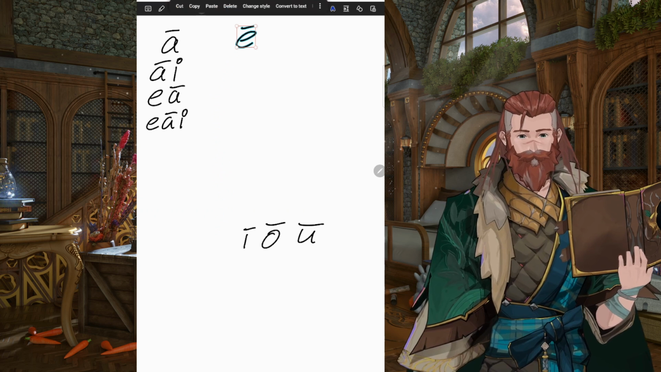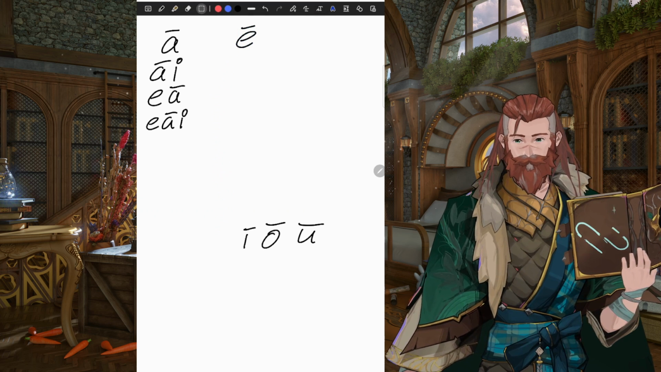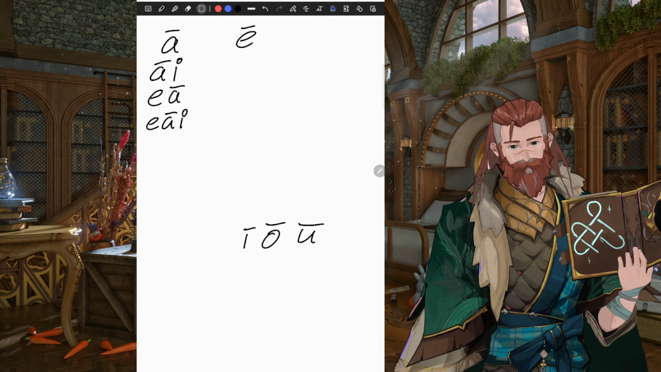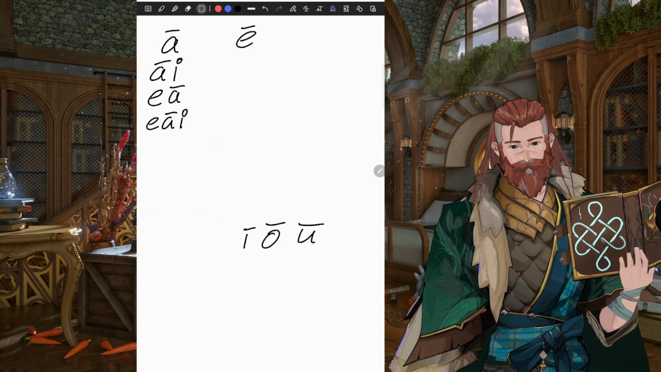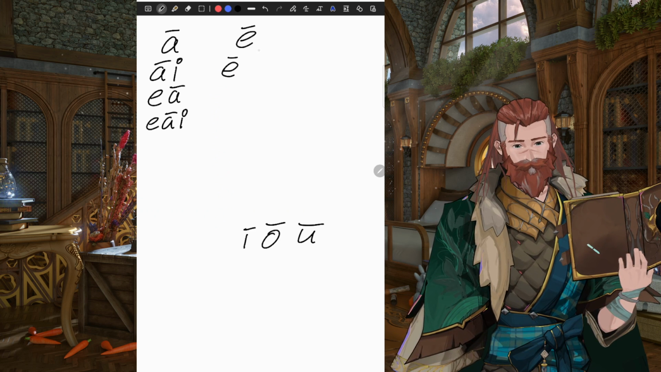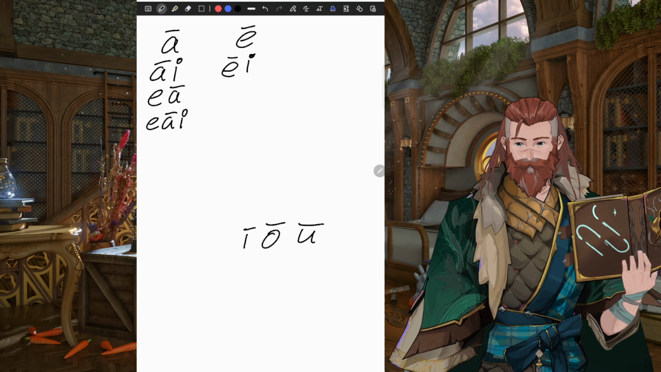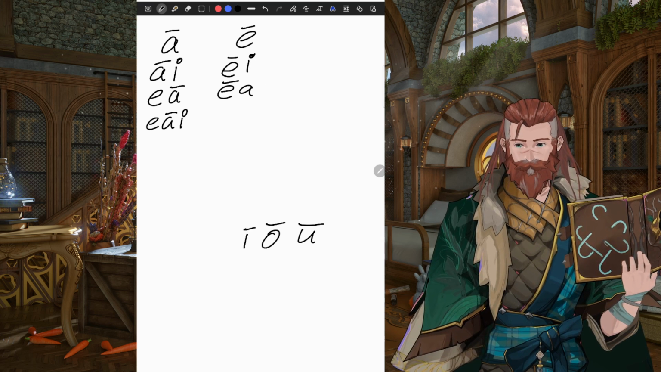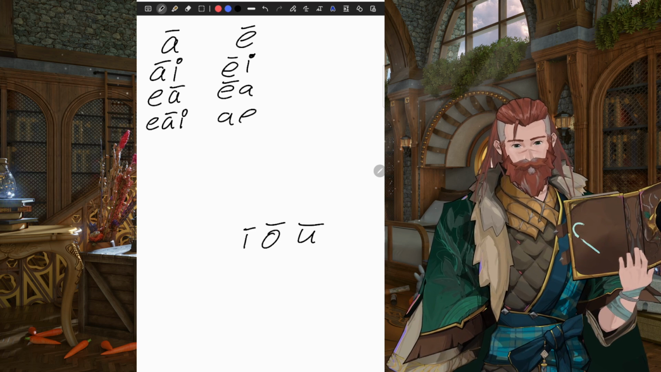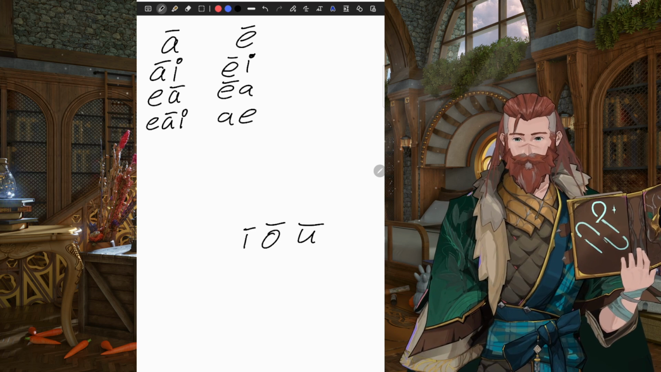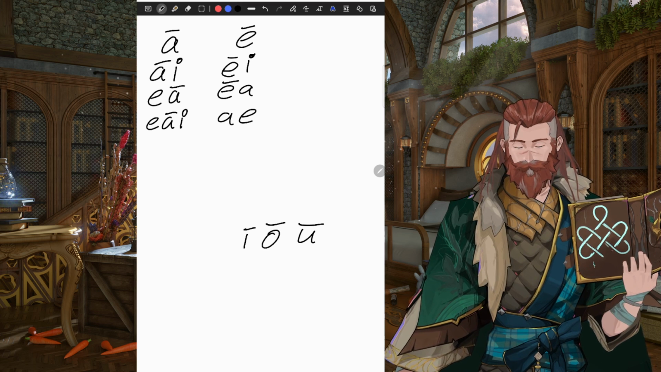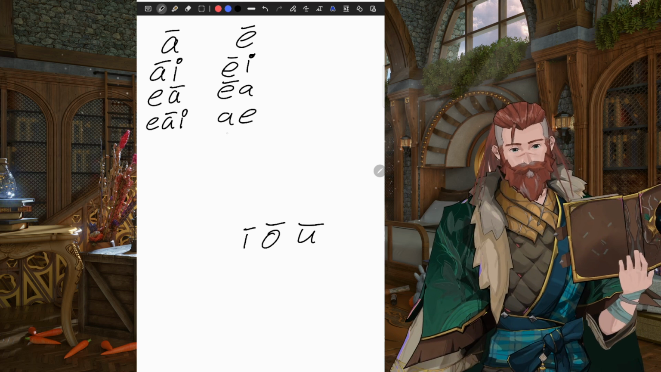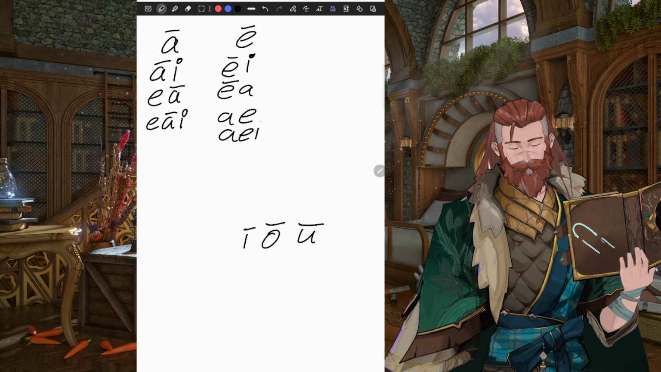Long E: you've got E fada, I fada, and EI.